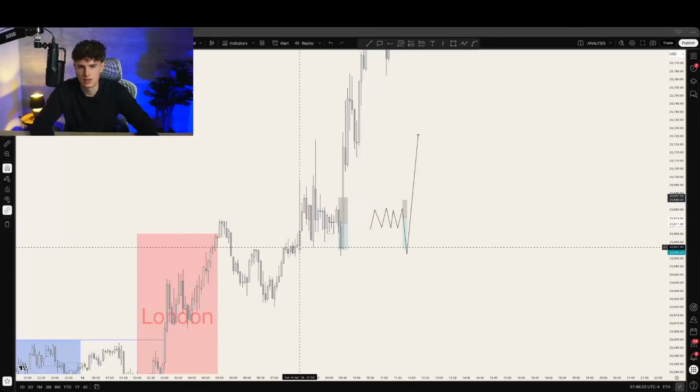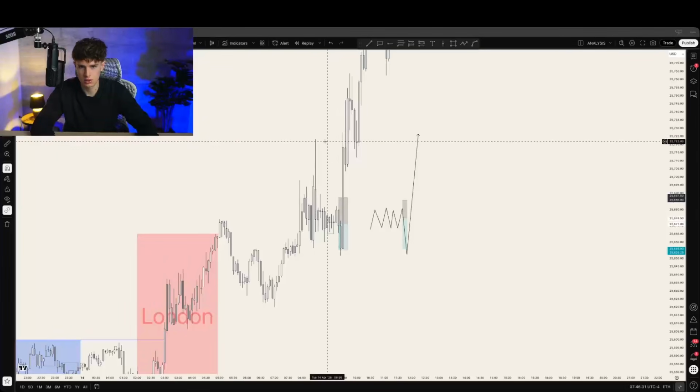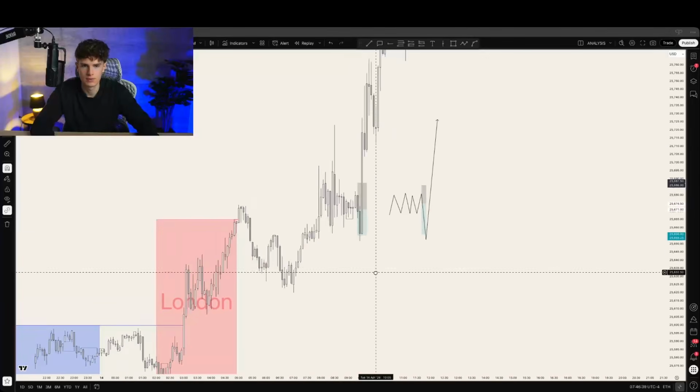I was targeting an unmitigated 1 hour fair value gap, okay, because I did have a bullish drawn liquidity, which was this CPI data high on the 14th of April. As we can see, the model played out perfectly again. Accumulation, manipulation, and then the distribution.